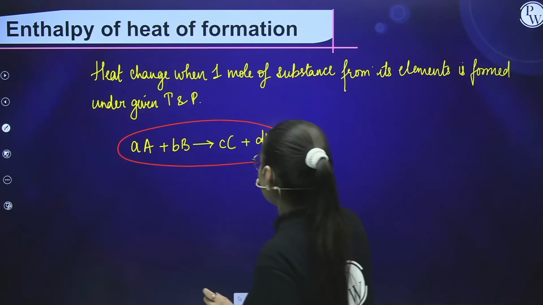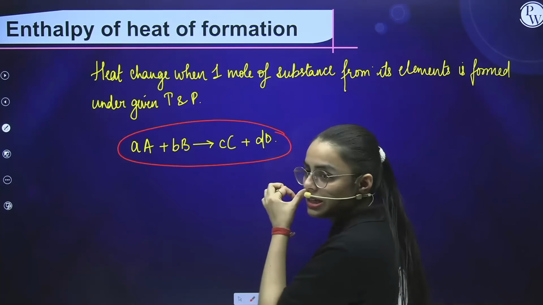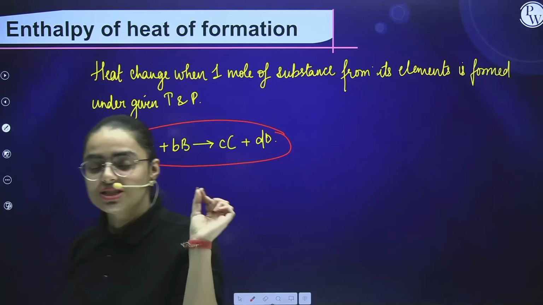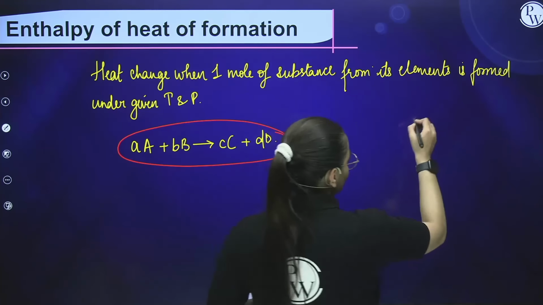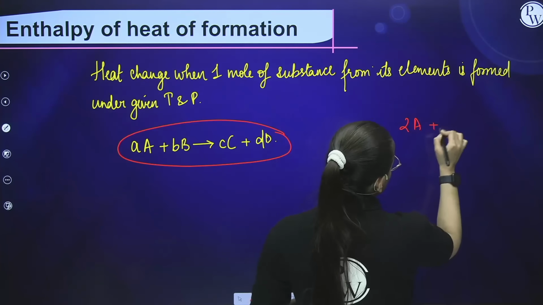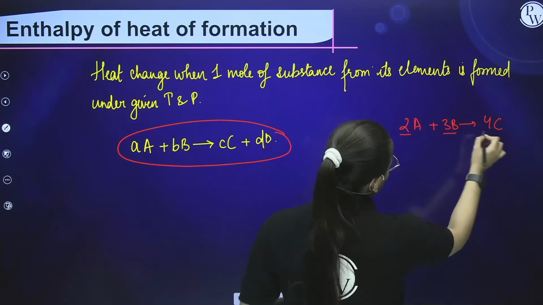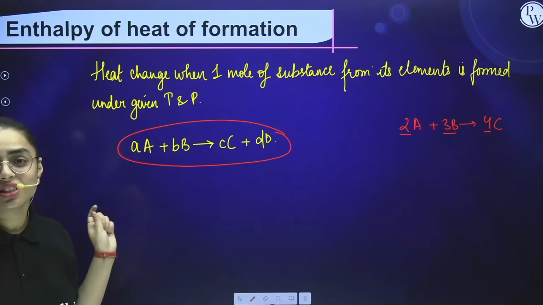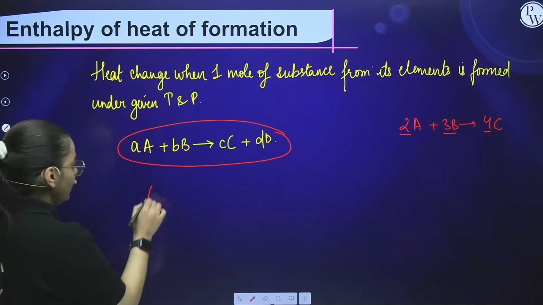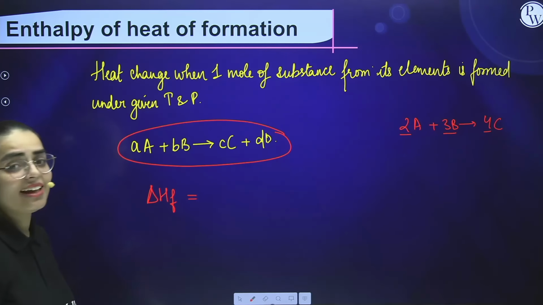If this is the general example, aA plus bB plus... gives cC plus dD. Here small a, small b, small c, small d are basically coefficients. For example, if I say there is a reaction 2A plus 3B gives 4C, so here 2, 3, 4 are basically the small letters which I have written over here. These are the coefficients.